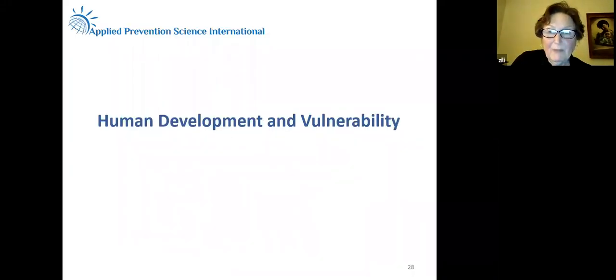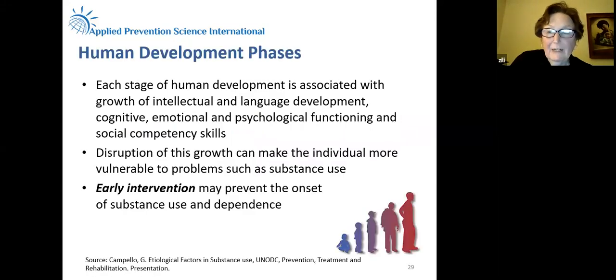And then I'm going to talk a little bit about human development and vulnerability, because this is very important in prevention. We know that universally every stage of human development is associated with growth in intellectual language development, cognitive emotional skills, being able to do mathematical problems, almost like clockwork. For those of you who have children, you can see that at certain ages something happens. They learn, they speak, they walk. Early children think about concrete things, and then eventually they're able to begin to think more abstractly. So all of us develop in a sequential way.